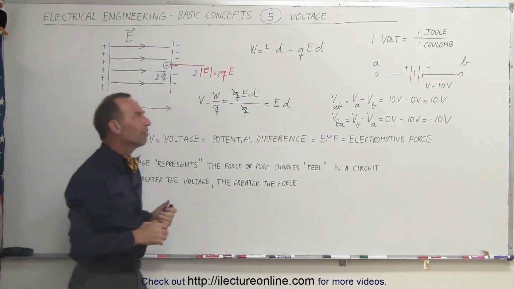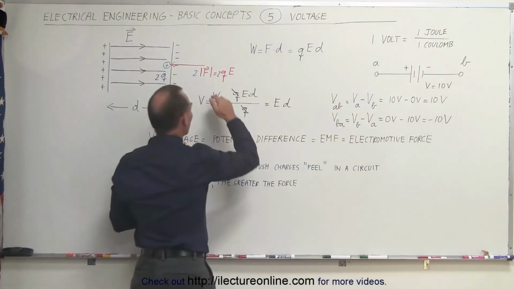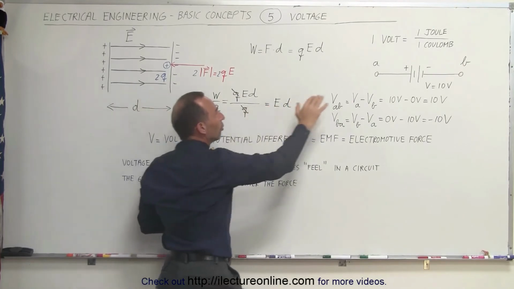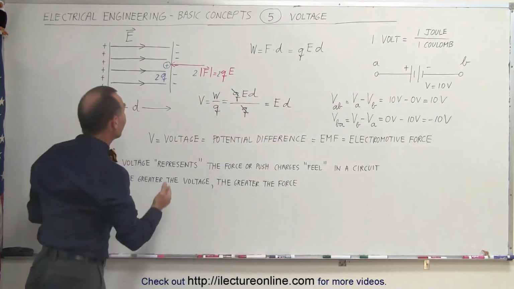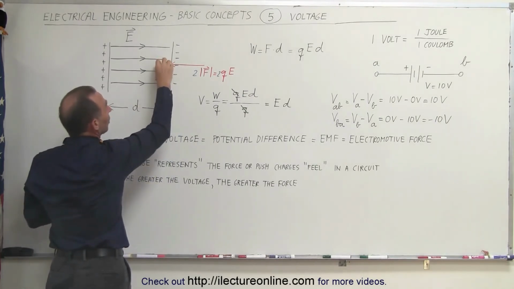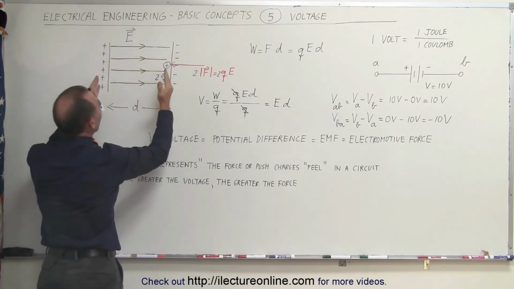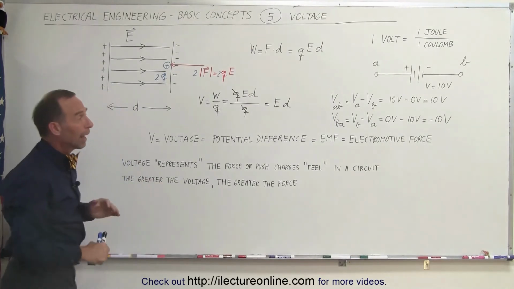Now a volt is defined therefore as a joule per coulomb. Remember, it's work over charge. Work is in joules, charge is in coulombs. So a volt is defined as a joule per coulomb. In other words, if we have 1 coulomb of charge and it takes 1 joule of work to get it across, that means that the voltage between those two plates is equal to 1 volt. That's how we want to look at it.